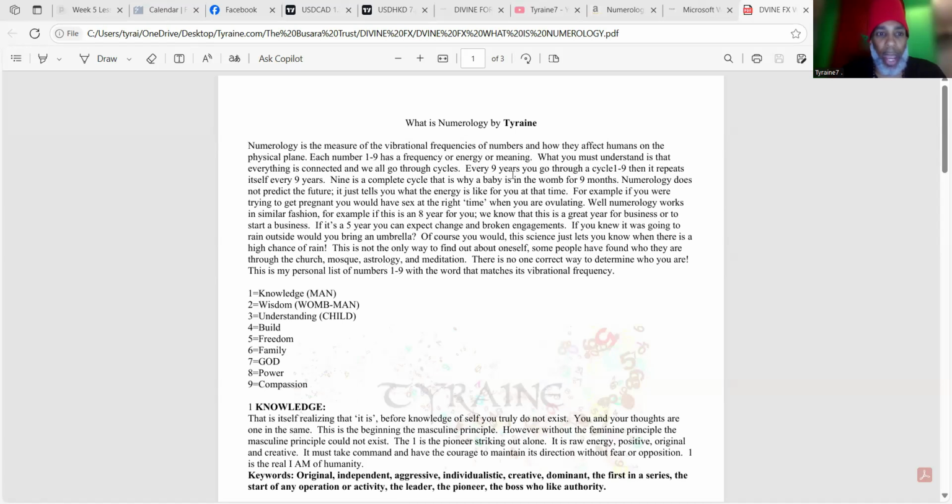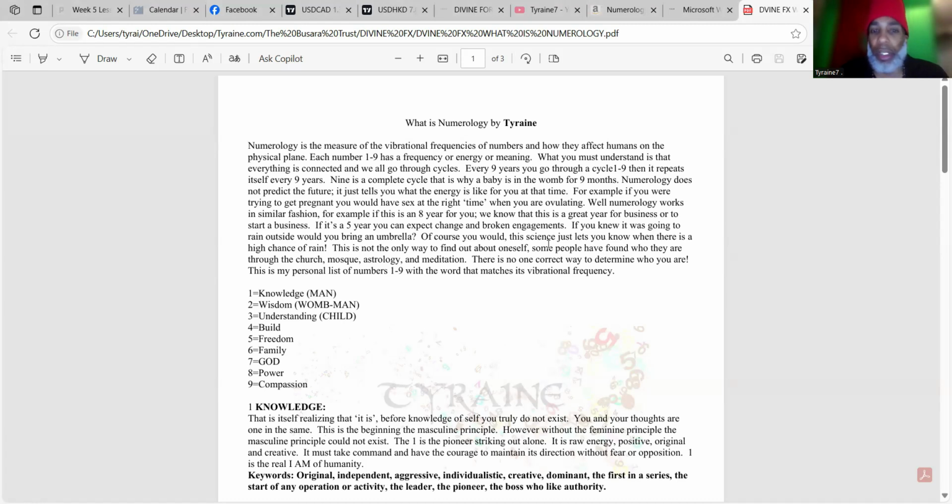Numerology is math, right? Numerology is the measure of the vibrational frequencies of numbers and how they affect humans on the physical plane. Each number 1 through 9 has a frequency or energy or meaning, if you will. What you must understand is that everything is connected and we all go through cycles. Every 9 years, you go through a cycle 1 through 9, then it repeats itself. 9 is a complete cycle. That is why a baby is in the womb for 9 months. There's 9 planets and so on.